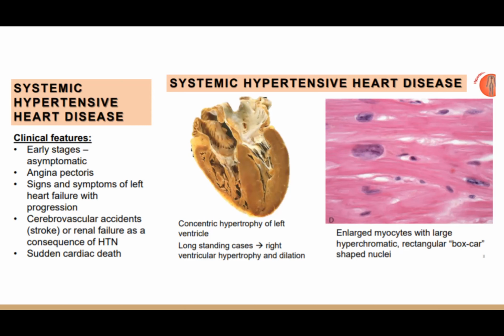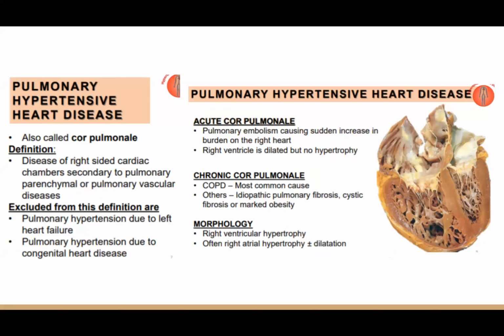Angina, signs of left heart failure. I don't remember why I put this on here. Okay, but concentric hypertrophy of the left ventricle. Remember, concentric hypertrophy is due to a pressure overload. So you are going to get a thicker wall to accommodate for the pressure. And then long-standing, you're going to get right ventricular hypertrophy, because if your left heart fails, your right heart's going to fail too. And then the boxcar shaped nuclei in the myocytes is big from that.